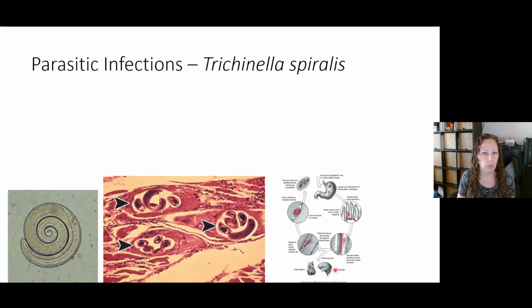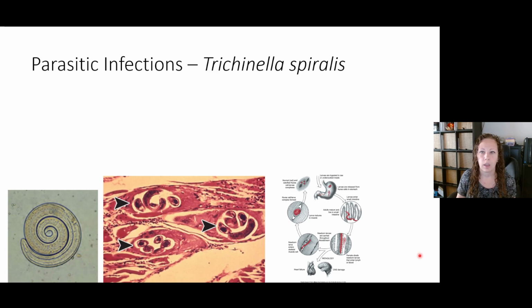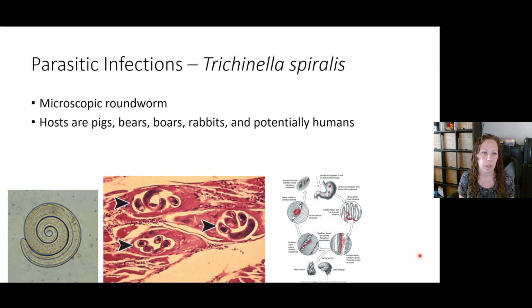So Trichinella spiralis is the source of trichinosis, which is what it's called as an infection in the body. And it is a microscopic roundworm. So unlike this one, you have to use a microscope to actually see it. The host animals of these are pigs, bears, boars, rabbits, and potentially humans. It is actually in the ground in one of its stages.